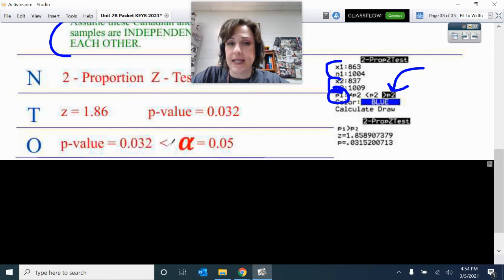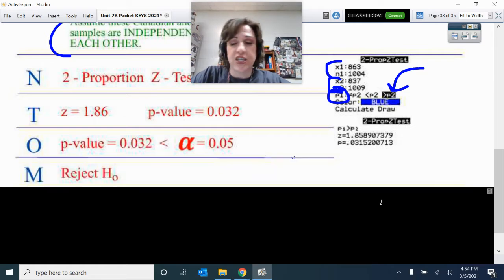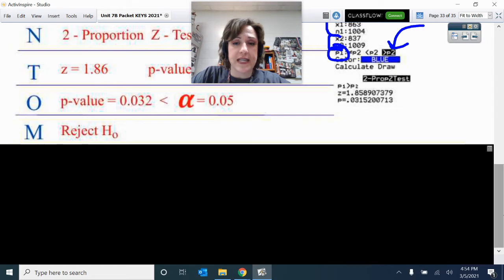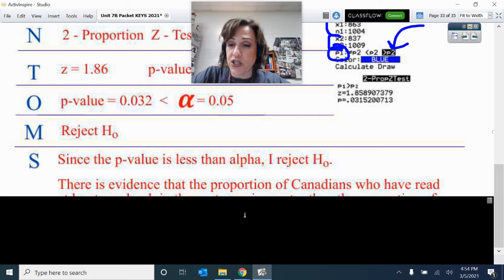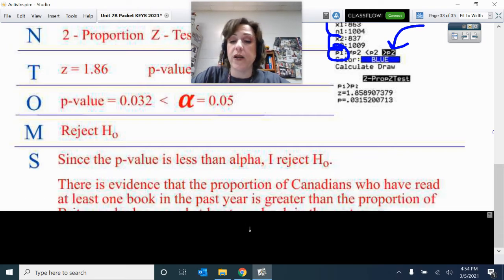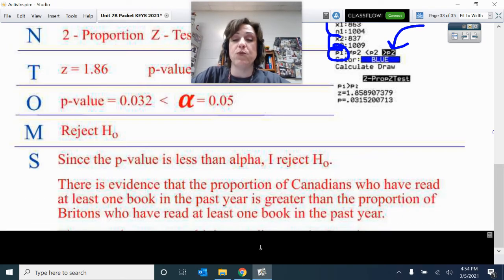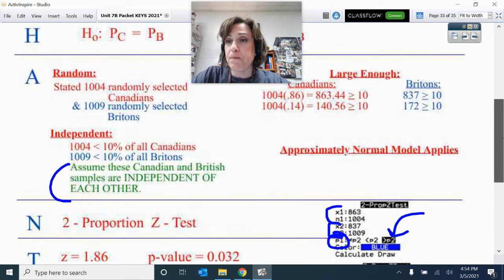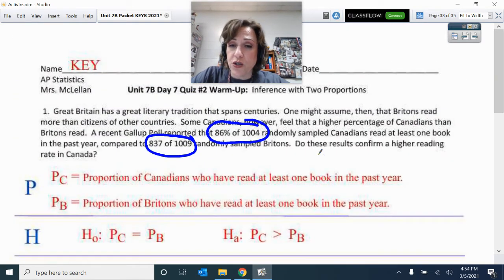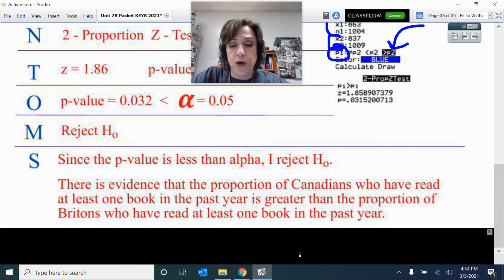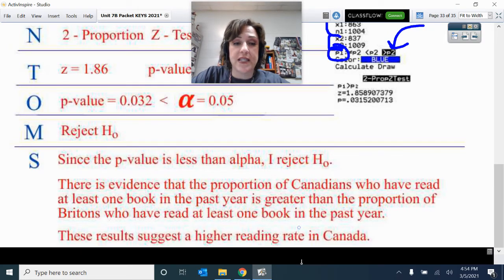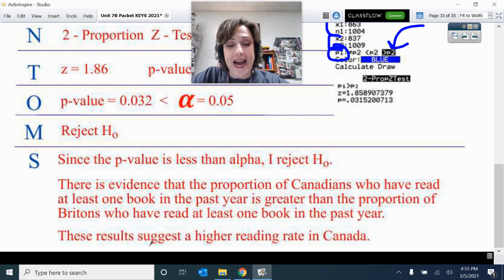So our p-value is less than alpha. Therefore, we reject H0. There is evidence that the proportion of Canadians who have read at least one book in the past year is greater than the proportion of Britons who have read at least one book in the past year. And answering the question, do these results confirm a higher reading rate in Canada? I don't ever like to say proof or confirm. So these results do suggest a higher reading rate in Canada.